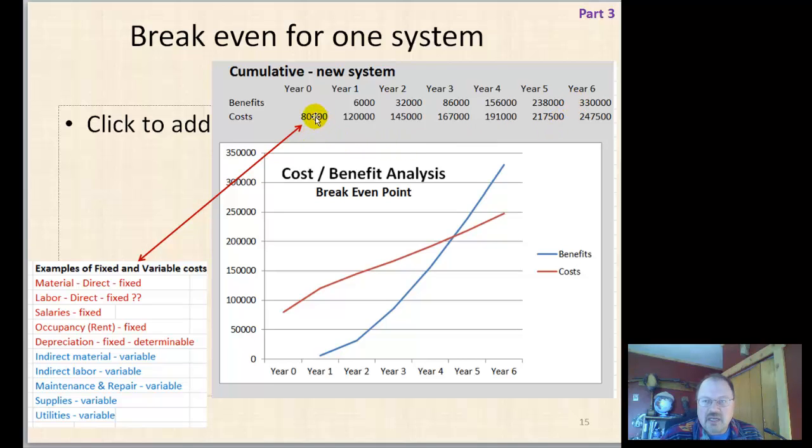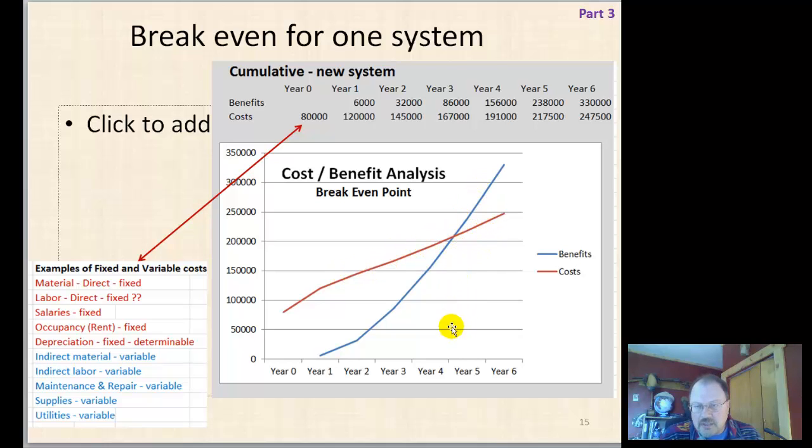Now these are the costs. This is the big implementation cost. But this is the cumulative costs. 120, so it's 40,000 plus 80 is 120, and so on and so on, so that we can see what the benefit is going to be versus the cost.